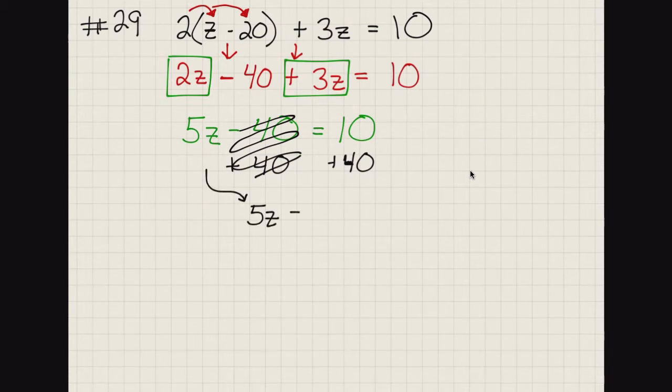5z equals what? Yes, 50. Okay. If you get to this point and you can kind of guess what z is, that's fine. What is z here? 10. Yep, you'd have to multiply 10 by 5 to get 50.